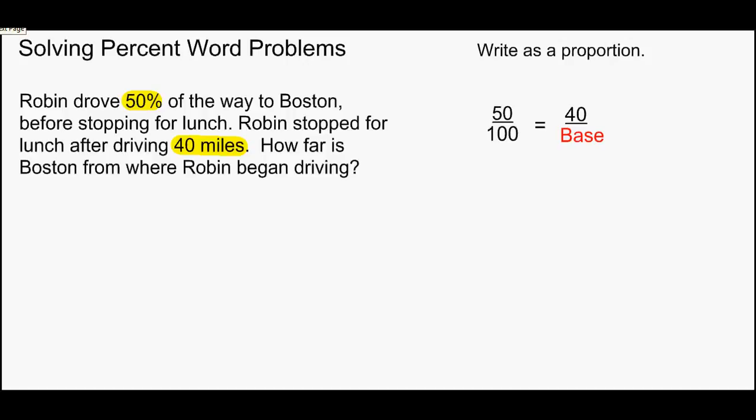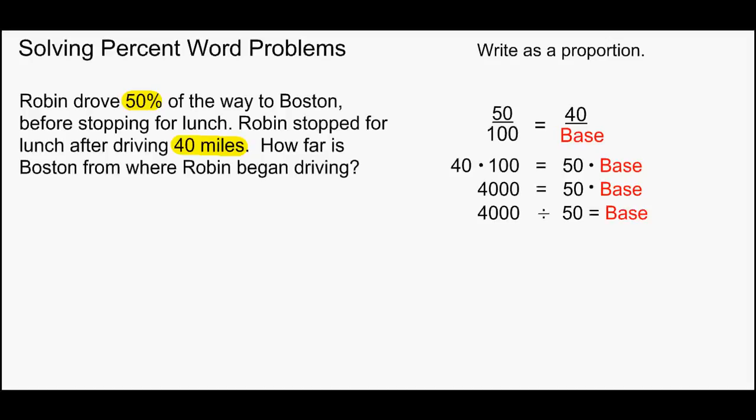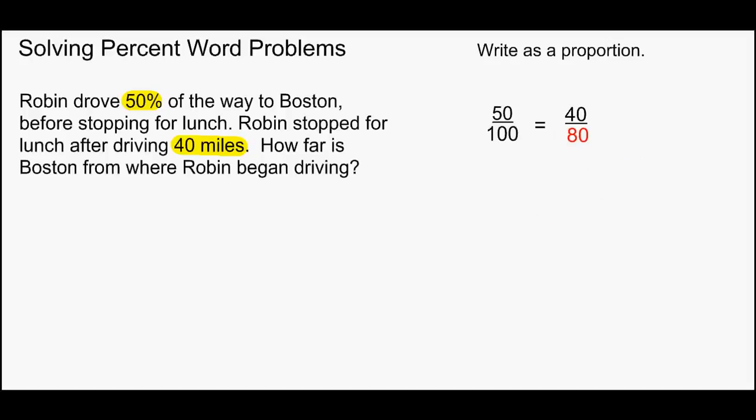Let's use cross multiplication. 40 times 100 on the left, 50 times the base on the right. 40 times 100 is 4,000, which equals 50 times the base. 4,000 divided by 50 equals the base. The base equals 80. The total distance from where Robin began driving to Boston is 80 miles.